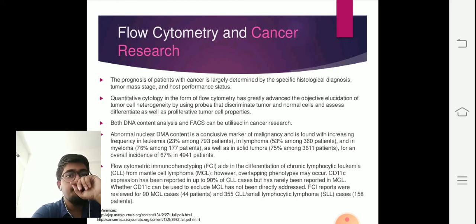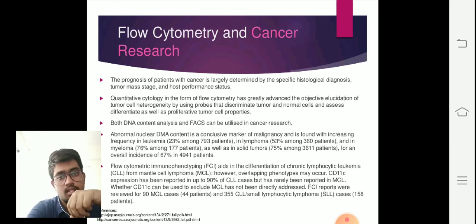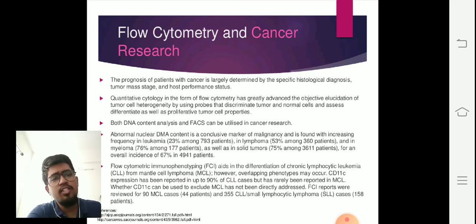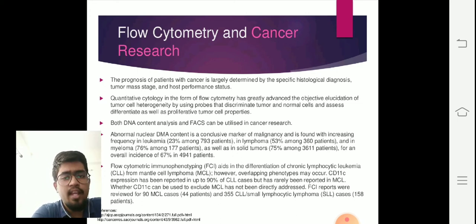So, now coming to a very important topic about cancer research, how flow cytometry is actually helping, the major functions of flow cytometry in cancer research. The prognosis of patients with cancer is very much determined by a specific histological diagnosis, tumor mass stage, and host performance status. For every host cell which is helping the cancer cells to grow, there is a performance status that also is a very important factor in understanding the prognosis of a patient who is suffering with cancer. It could be any cancer.